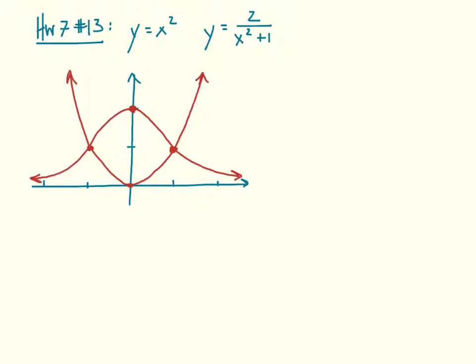Right, by inspection, you should be able to tell that the limit as x goes to either plus or minus infinity for 2 over x squared plus 1 is equal to 0, right? Because the bottom's getting really big, the top is constant. Anyway, not super important. What's important is just being able to tell which graph is on top and which graph is underneath. So we've clearly got 2 over x squared plus 1 here, y equals x squared here.